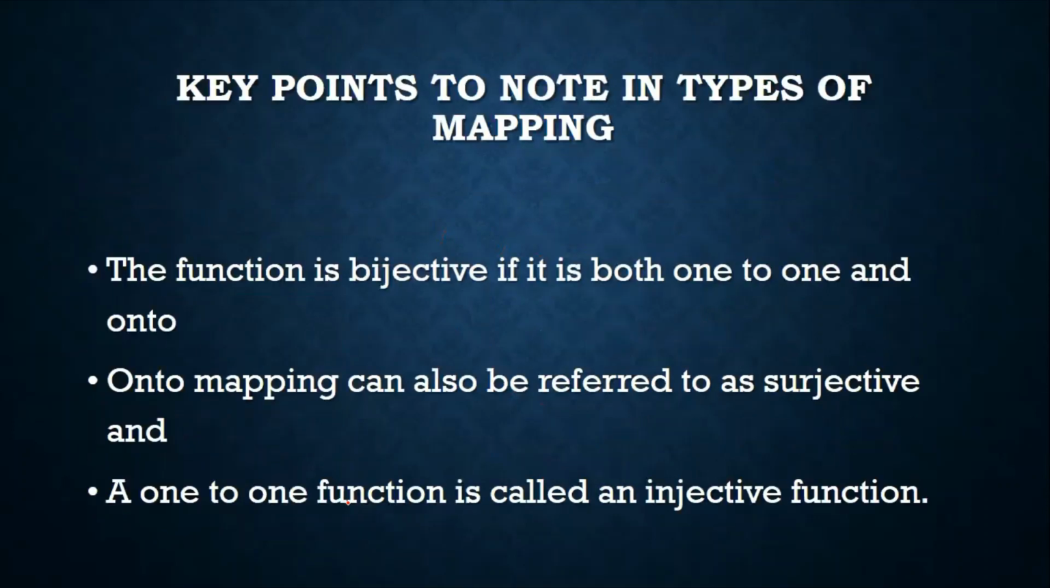Now, the key point to note in these two types of mapping is that a function is bijective if it is both one-to-one and onto. If the mapping is both one-to-one and onto, that function is referred to as what? As a bijective function, or a bijective mapping. An onto mapping is referred to as a surjective mapping. Is that okay? While a one-to-one function is called an injective function.